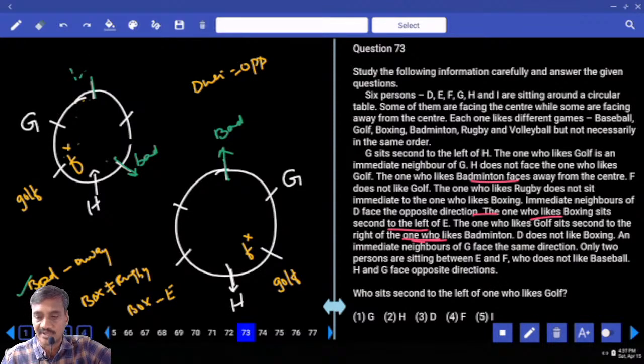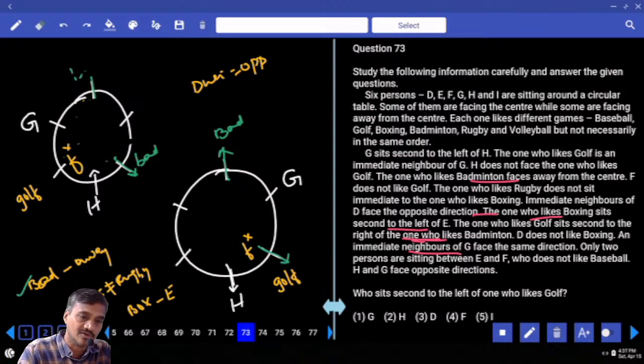And next one. D does not like boxing. And immediate neighbors of G face the same direction. Now G's neighbors are facing the same direction. And only two persons between E and F. Now two persons in between E and F means they are opposite to each other. And as they are opposite, F is here and E must be here.